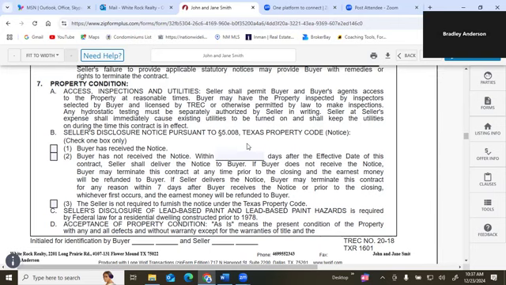So the seller's disclosure notice, either the buyer has received it or they haven't, and the seller has X amount of days to get it to you. 3 is actually pretty generous. I mean, they should have already filled this out. But here's the deal with this option. Let's read on. Buyer hasn't received the notice, and within 2 days after the effective date of this contract, seller shall deliver to the buyer. If the buyer doesn't receive the notice, buyer may terminate this contract at any time prior to closing, and the earnest money will be refunded to the buyer.